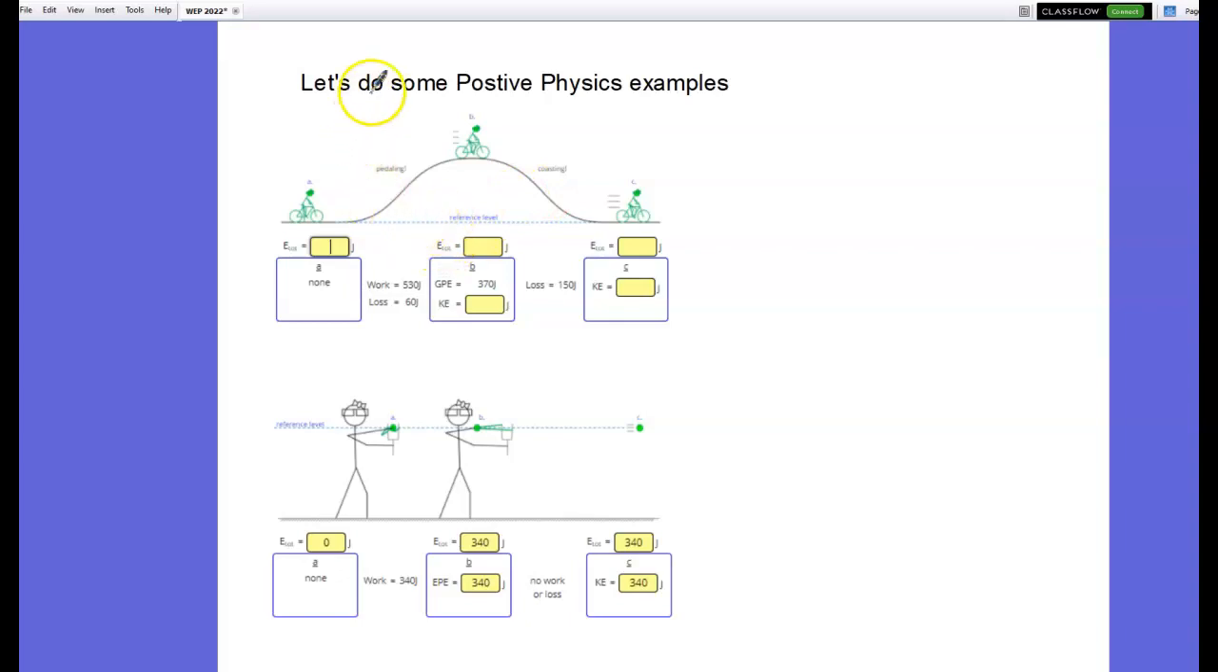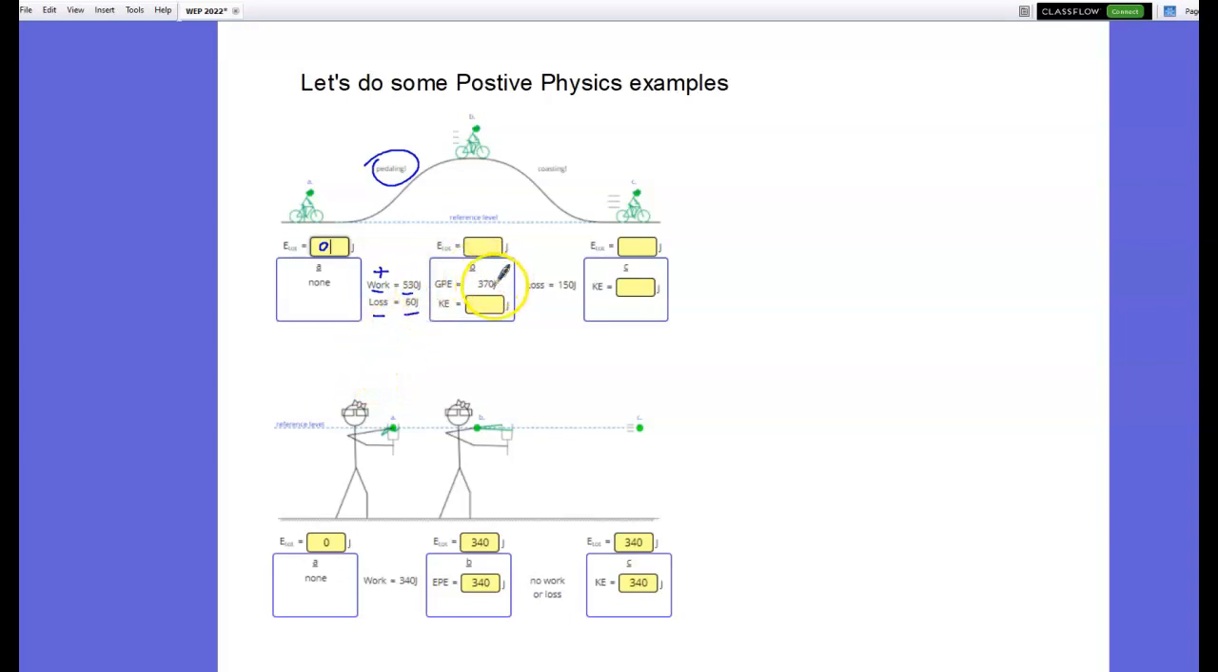All right, let's do some positive physics. Okay, so he's sitting here. He's not moving. There is no energy. So the total energy here is 0. He's going to go up this hill and he's going to pedal. So he's going to do work in the amount of 530 joules. While he's doing this, air resistance and friction in the tires and all that stuff is going to take 60 joules of energy away. So this is energy added. This is energy taken away.